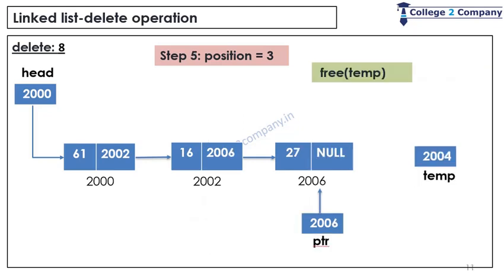Now you can observe the third node has been deleted. It is stored in temp. Now ptr's link value points to the last node, whose link is null. Now we use the function free, which frees the memory allocated to the third node which we have deleted. This is how we delete the element which is present in the middle of the linked list.